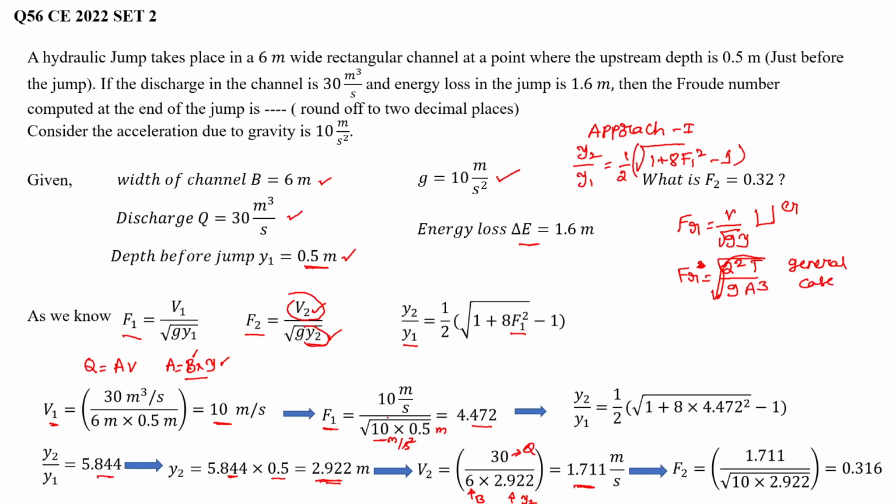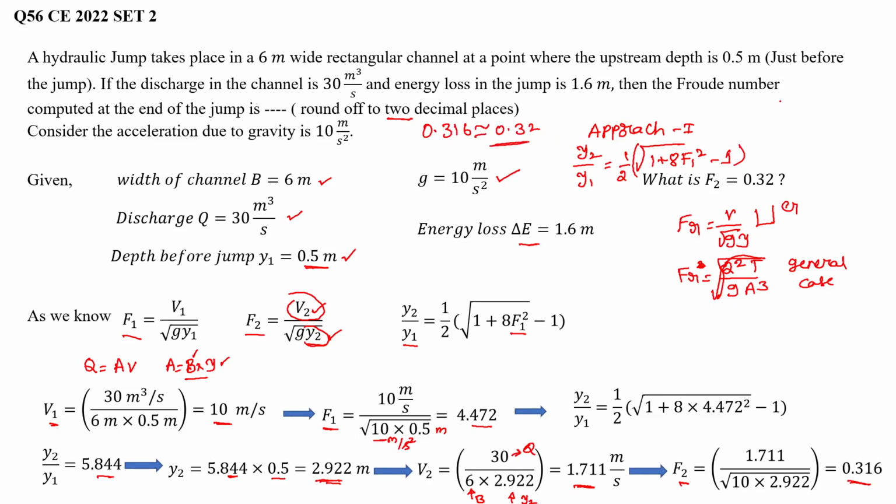Okay, so you see the rise in the water level. Now by using this v2 and y2, we can calculate the F2. So F2 equal to 1.77 divided by square root of 10 into 2.992, which is nothing but 0.316. But in the question they told to round it up to two decimals, so it will be like 0.316 approximately equal to 0.32.